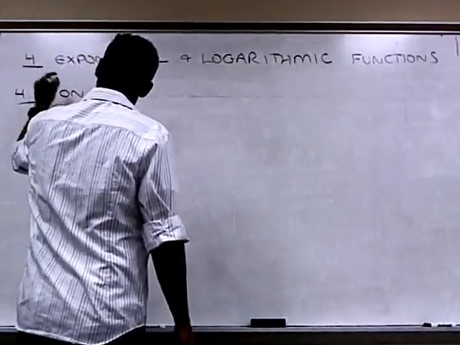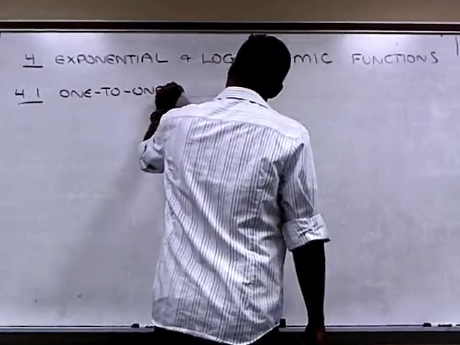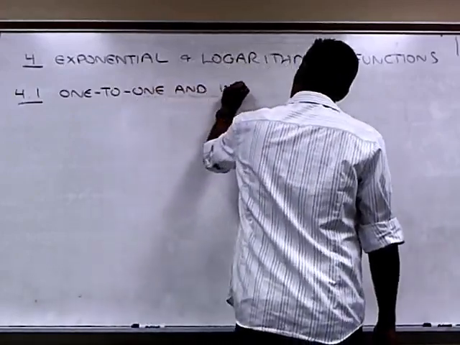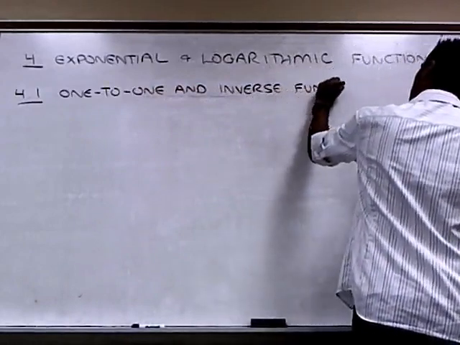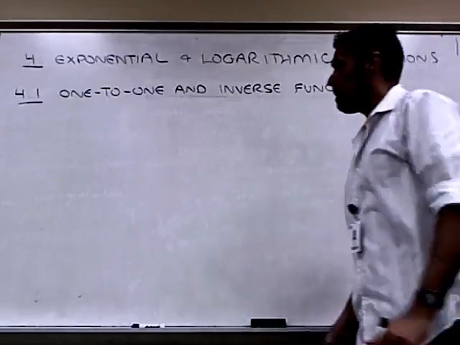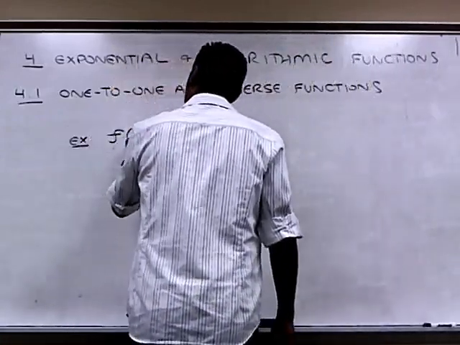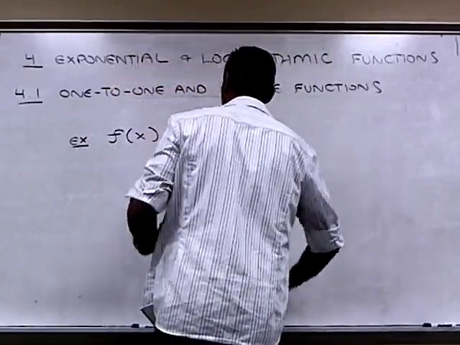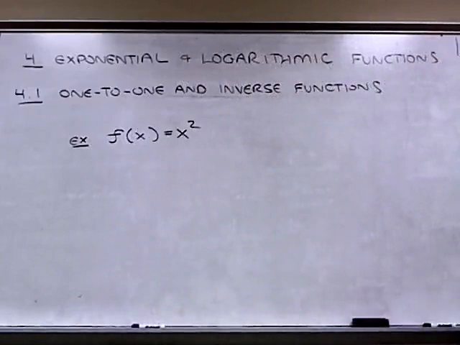One-to-one and inverse functions. All right, so let me start with a couple of examples here. As an example, let's take a look at the function f of x equals x squared. We've seen this before, right? That's one of our toolbox functions, isn't it? Looks parabola opens up like that.